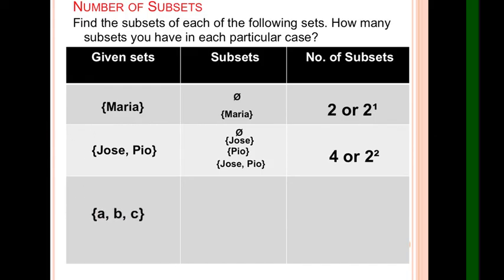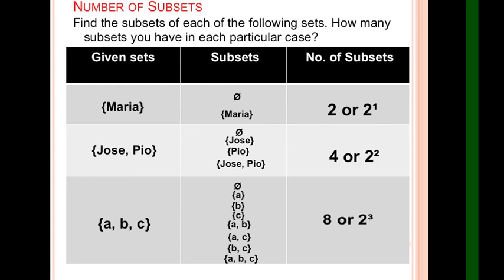And finally, we have A, B, C. So you start with null. Then, paghiwa-hiwalay muna natin yung A, B, C. And then, tambal-tambalin natin sila by pair. And then finally, yung kanyang kabuuan. So let's count. 1, 2, 3, 4, 5, 6, 7, 8.